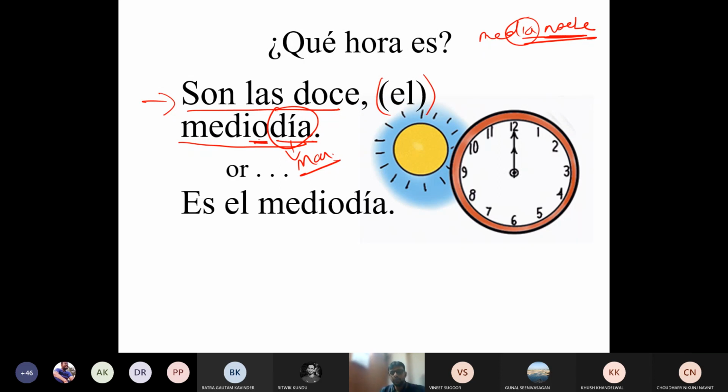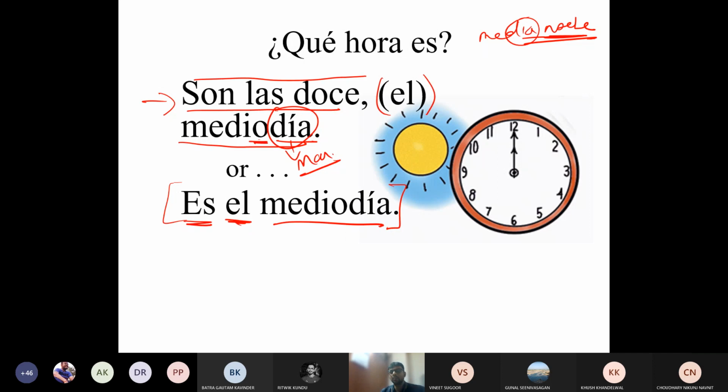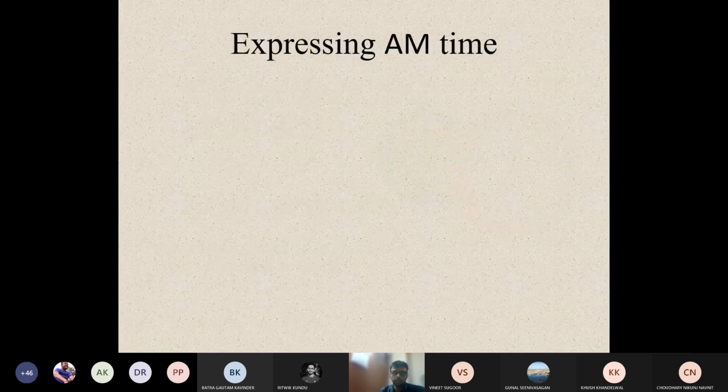This is what you have to keep in mind while using this particular expression. The other way to say this is without mentioning the hour part, simply mentioning that it is midday. You start with es, then obviously this will be la. You can use either of these two. The third one I will tell you later. Then comes the third stage, which is about AM.